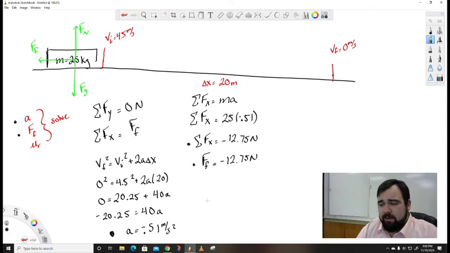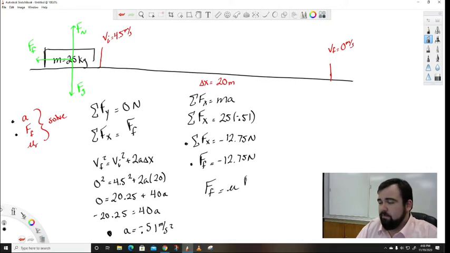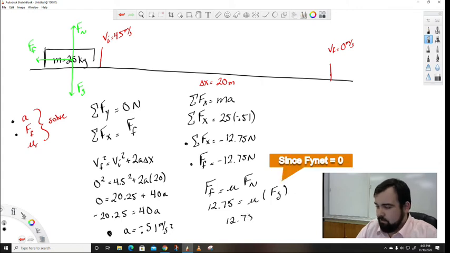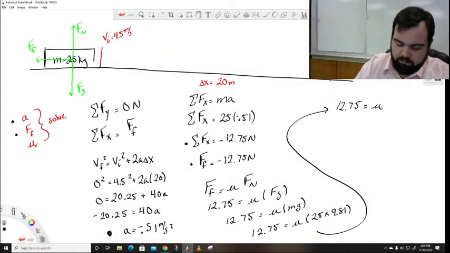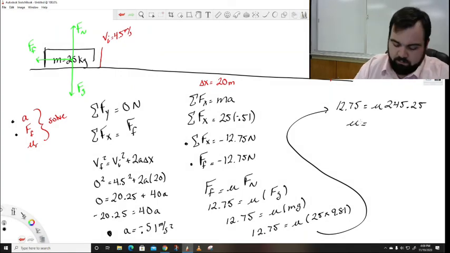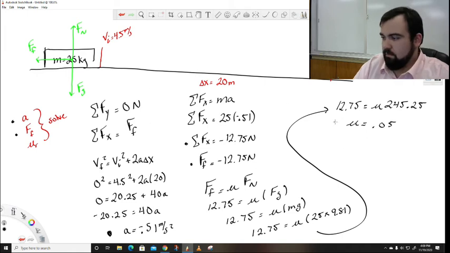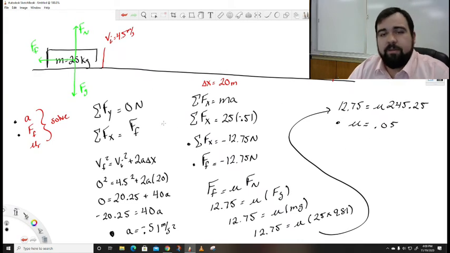Last thing we have yet to do is figure out what the coefficient of friction is, so we'll use that force of friction equation with our F of F and find mu. And there's our final answer for the coefficient of friction of 0.05. And that solves number 4. On to 5.